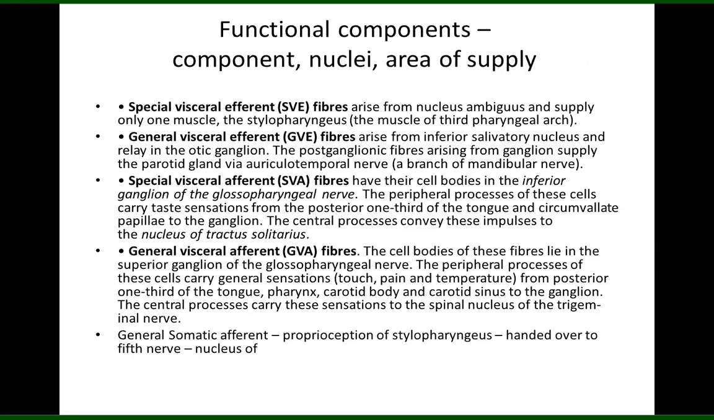So these are the functional components of the glossopharyngeal nerve: special visceral efferent, general visceral efferent, special visceral afferent, general visceral afferent. So one way it is very easy to remember.